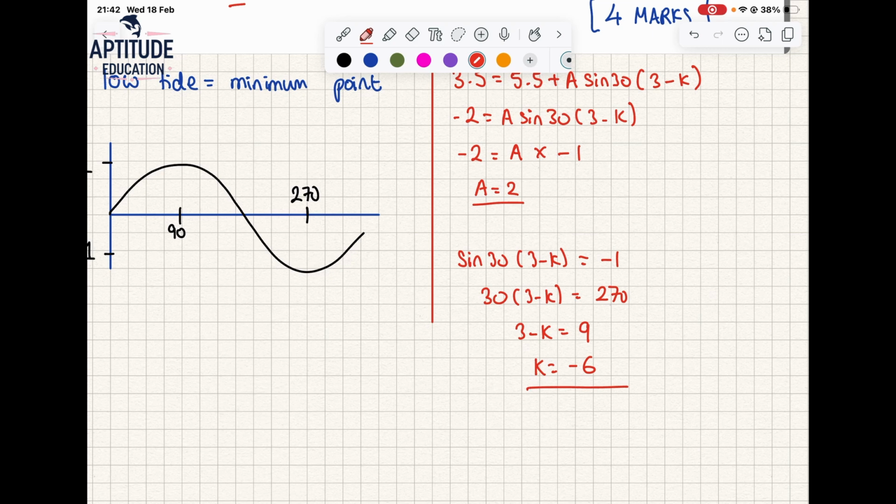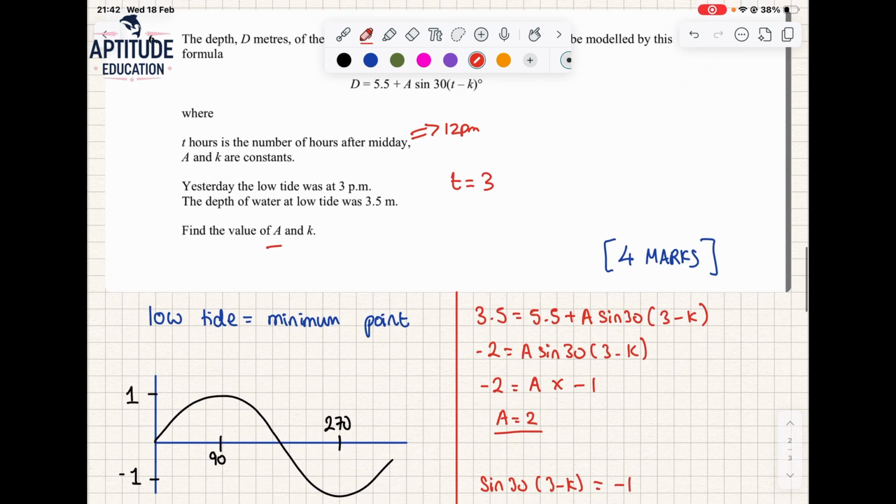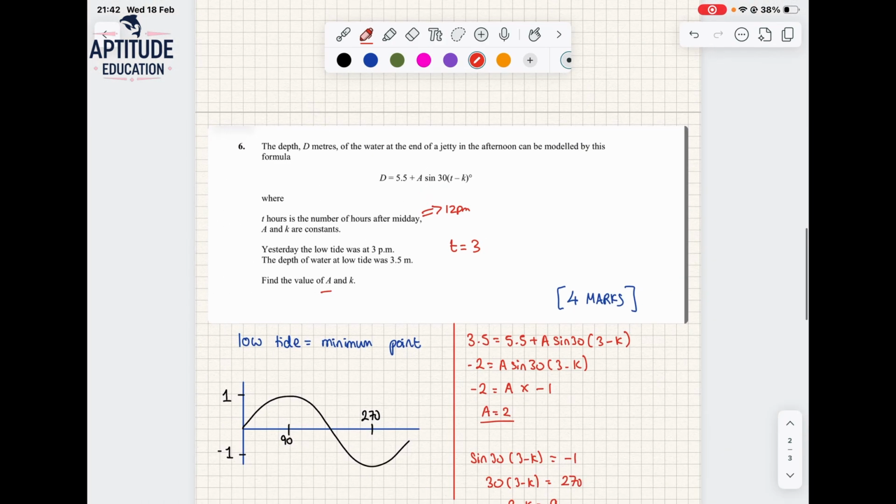Now we've found the two values. a is equal to 2, k is equal to minus 6. So this may not be your usual type of trigonometry question, but it is worth 4 marks.